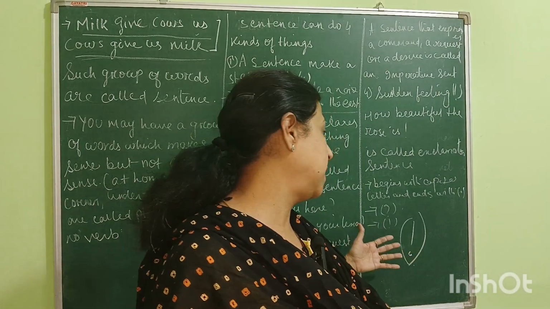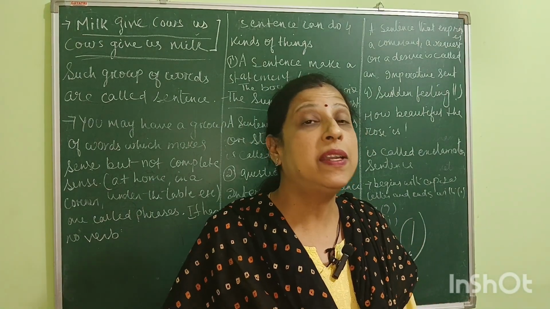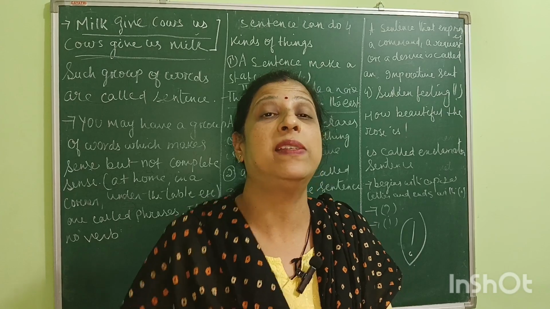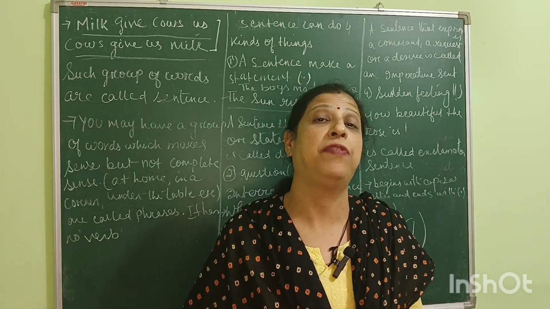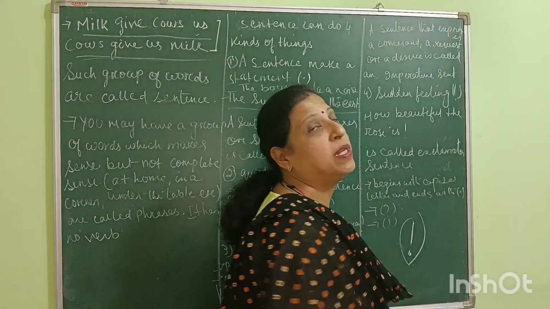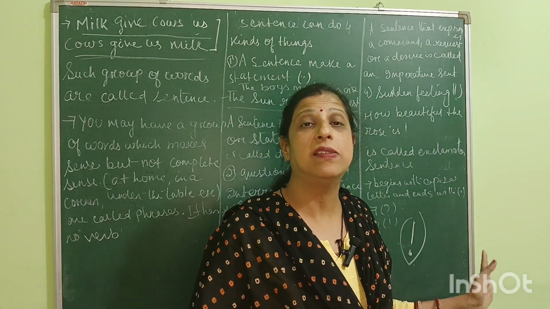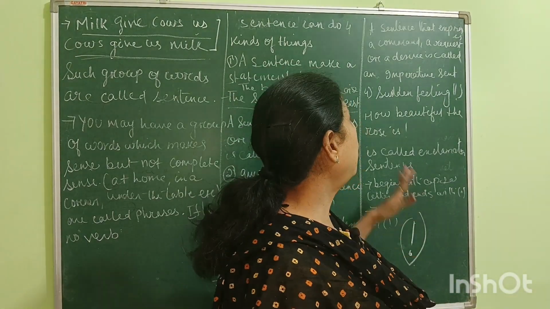Those kinds of sentences are called exclamatory sentences because we are trying to express something, we are trying to express our emotions, we are trying to express our feelings, and we put an exclamation mark to that sentence.